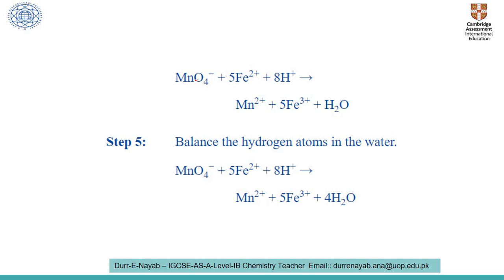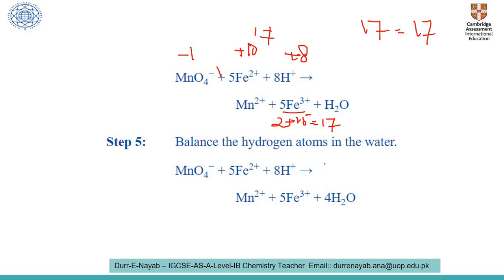Now you can see what we did. This is manganese -1. This is +10, and this will be +8. This is +2, this is +3, but it will make +15, and +2 will give rise to 17. So on the left side 17 and on the right side 17. Okay, balanced. Now the hydrogen atoms.